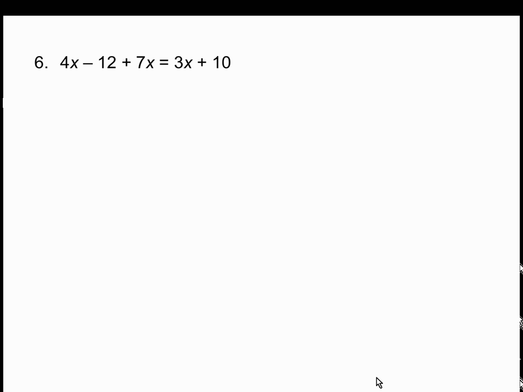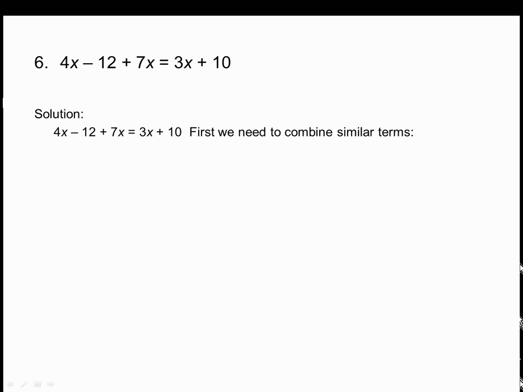Number 6, I have 4x minus 12 plus 7x is equal to 3x plus 10. Now before we start moving stuff around, on the left-hand side, I can combine those x terms. So the first thing we're going to do is combine similar terms. I'm going to combine the 4x and the 7x. So the 4x plus 7x, I'm going to get 11x. So my left-hand side becomes 11x minus 12. Right-hand side stays the same.